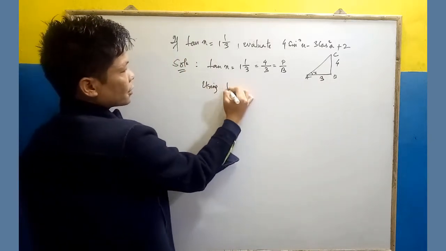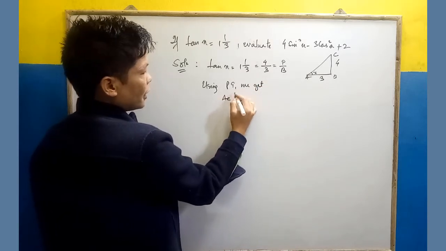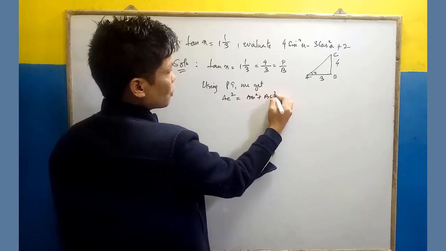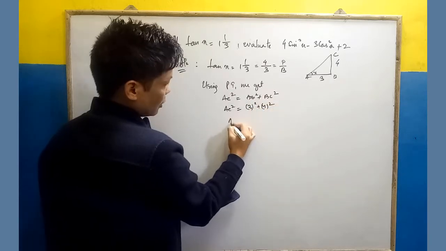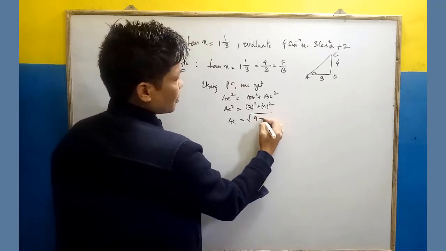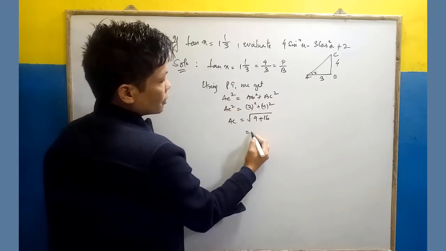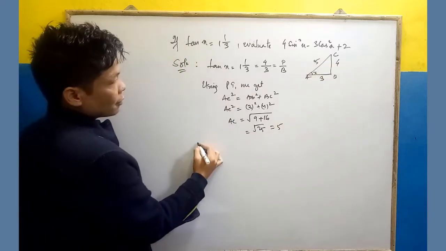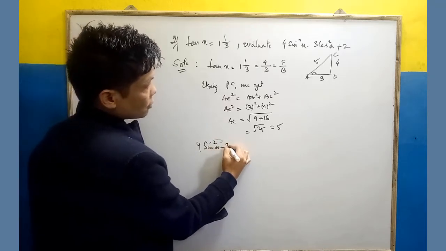So using Pythagoras theorem, we can find out the value of AC, which is given as AB square plus BC square. So AC square is 3 square plus 4 square. 3 square is 9, so 9 plus 4 square is 16. We shift the square to the right hand side, so it will become square root. So this is under root of 25, which is 5. So AC is 5.